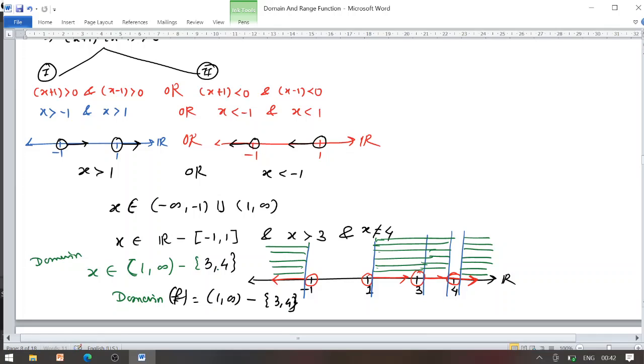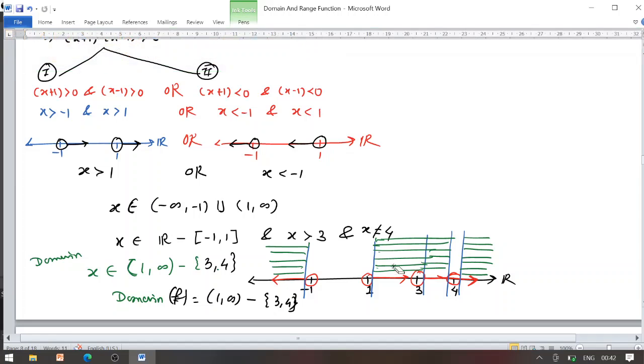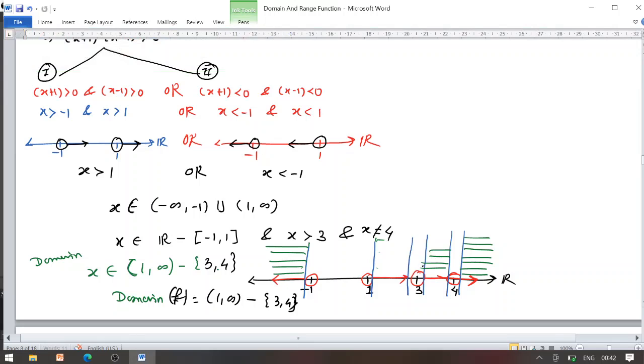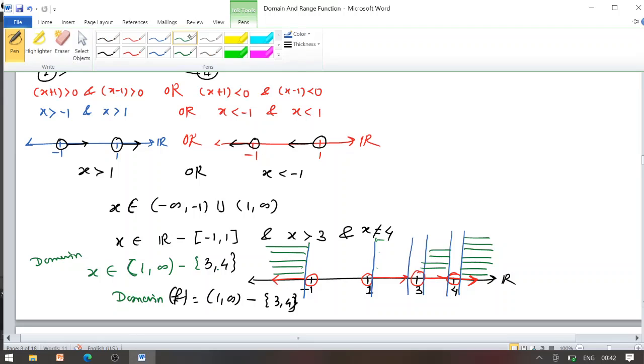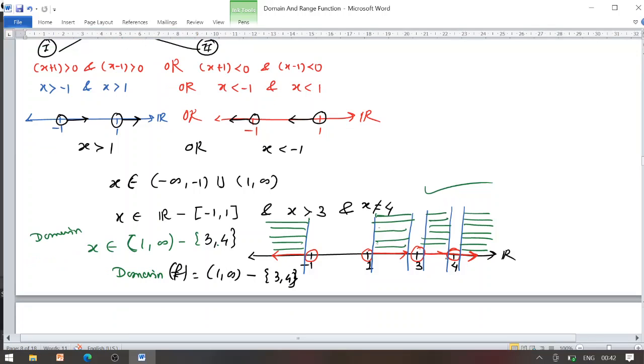So within the shaded part you might exclude 3, that means it is of the form somewhat like this. Like this way. So this shaded region over the right side of the given real number line, right of -1, is the domain of the given function.